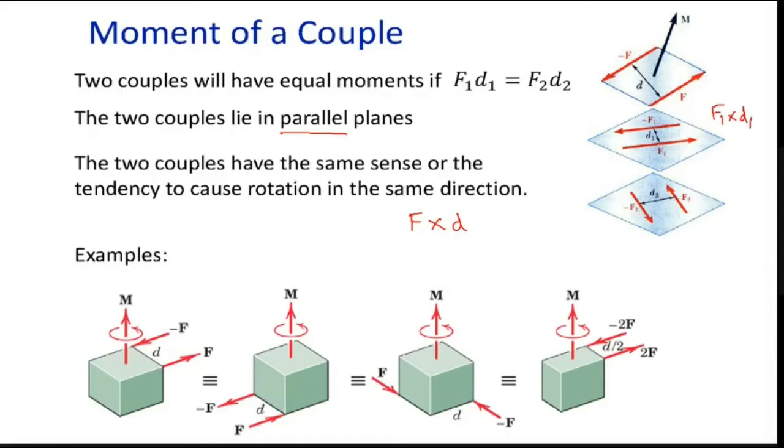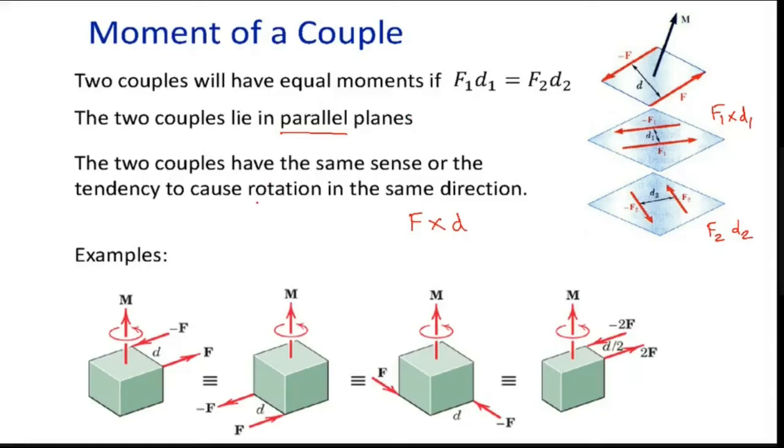Similarly, F2 into D2 in this case, that is your couple. So whatever the location of this couple, it will always be the same, because it is something which makes your object rotate. So the moment is based on a particular point. If my force is different at some other point, your distance is varying.